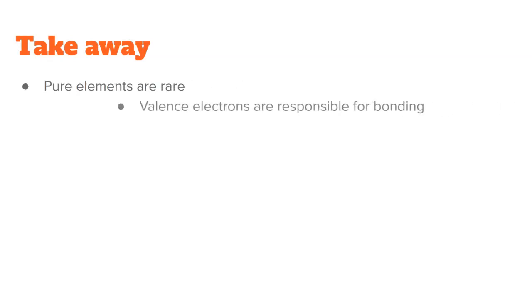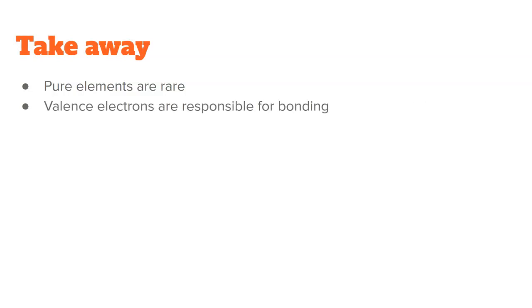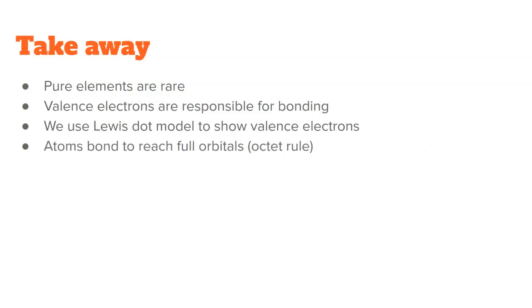Okay, some takeaway points. Pure elements are very rare. Okay, most elements are combined with something else. Valence electrons are responsible for bonding. Valence electrons are the outer electrons in a Bohr diagram. We use the Lewis dot model to show valence electrons, and it's just the symbol and the number of valence electrons. Atoms bond to reach a full orbital. In most cases, 8 electrons is a full orbital, except for the first orbital, which only has 2.